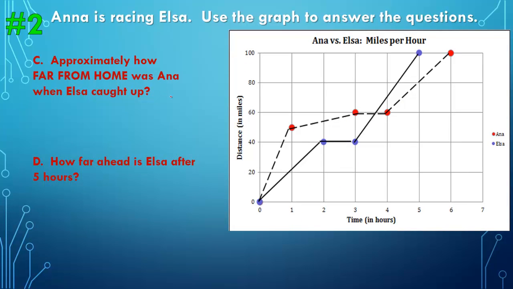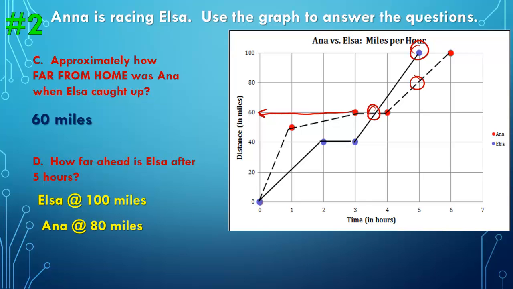Approximately how far from home was Anna when Elsa caught up? Well, Anna's in red. Elsa's in purple. They caught up right there where they intersected. All right, so if you take that over and you look, they were approximately 60 miles from home. How far ahead is Elsa after 5 hours? Well, here's 5 hours. Elsa is at 100. Anna is at 80. Therefore, so there's that symbol again, Elsa is 20 miles ahead.